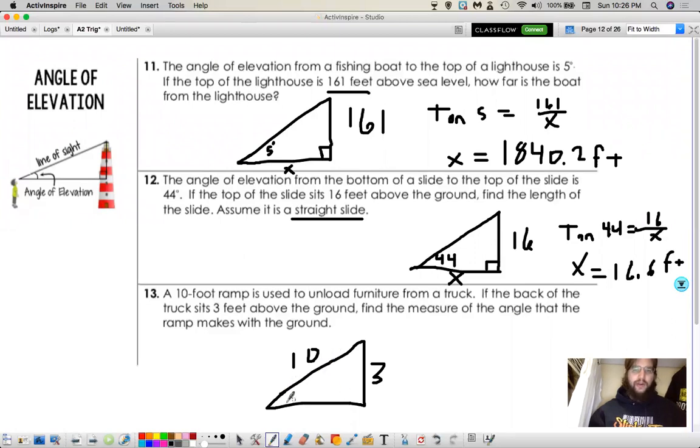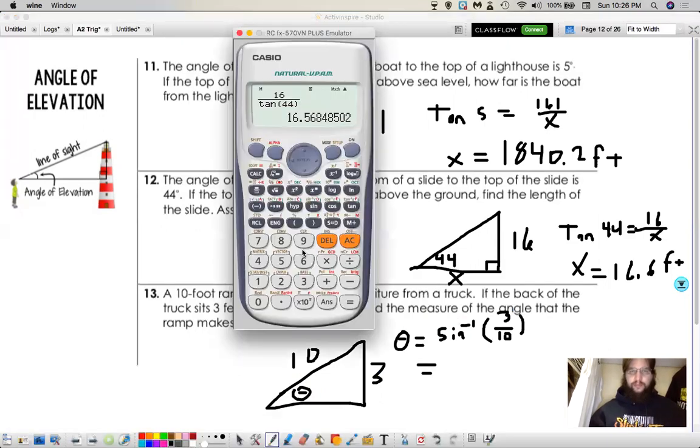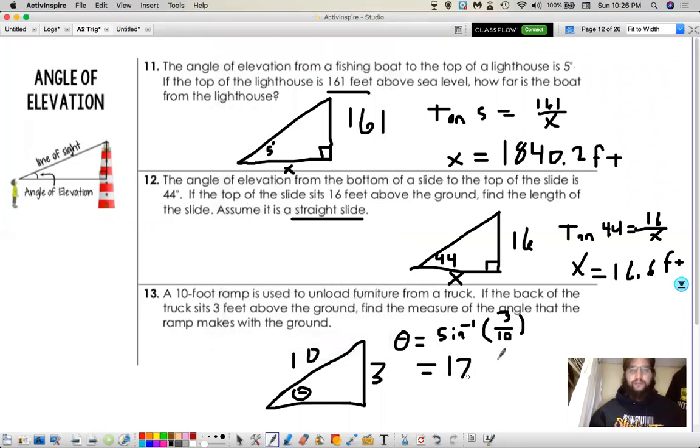Ramp, ground, angle. So that's opposite and hypotenuse. That's going to be a sine inverse. Whenever you're looking for an angle, you're going to use an inverse trig function. That is whatever it is, 17.5 degrees.